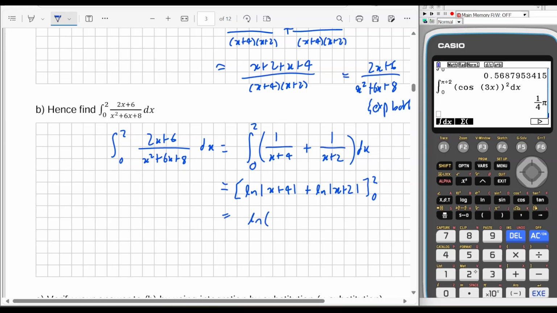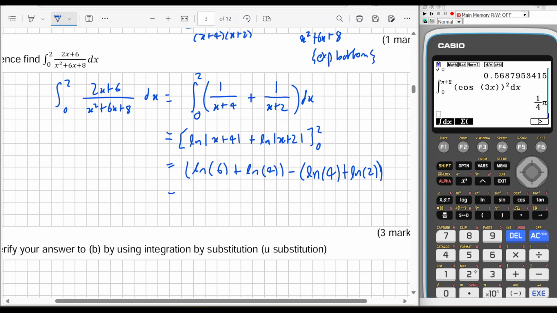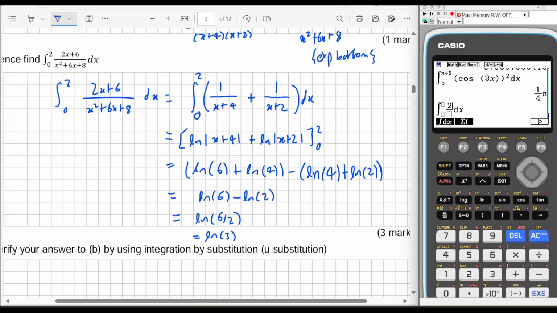So this just becomes log of 2 plus 4, so that's 6, log of 4. And this is log of 0 plus 4, so that's 4, and log of 2. Now, I've got rid of the absolute value signs because it's just 6 inside the log, for example, which is already positive. So the absolute values wouldn't have done anything. The log of 4s cancel out, so this is just log of 6 take log of 2, which is log of 6 over 2, which is log of 3. Yeah, we better actually make sure that we get log of 3 when we do it.